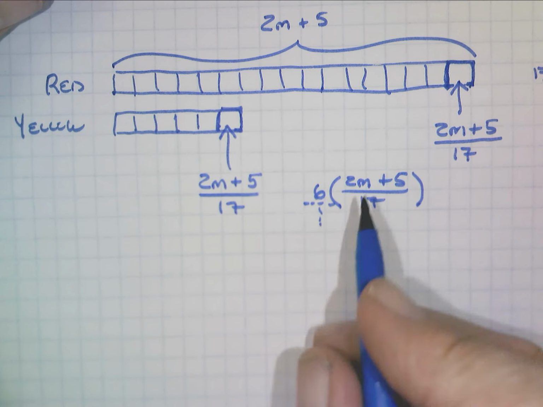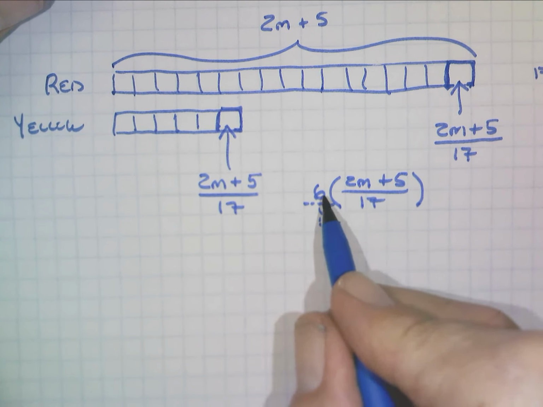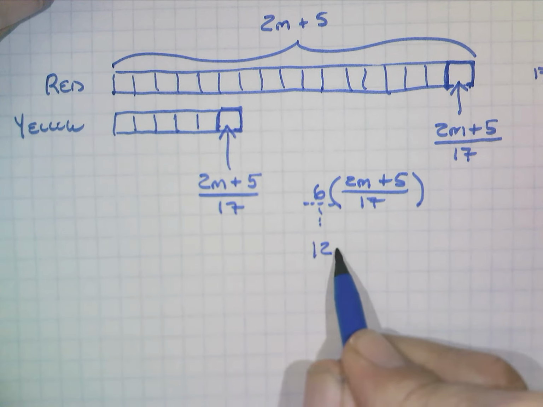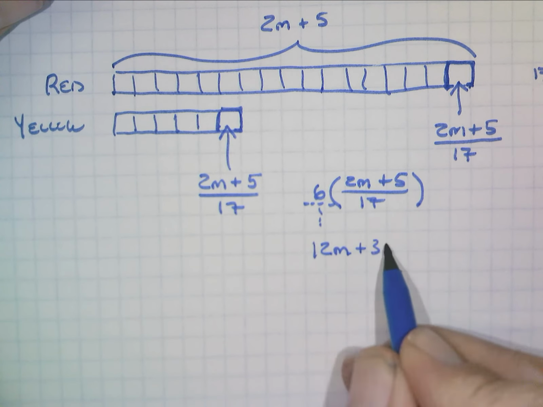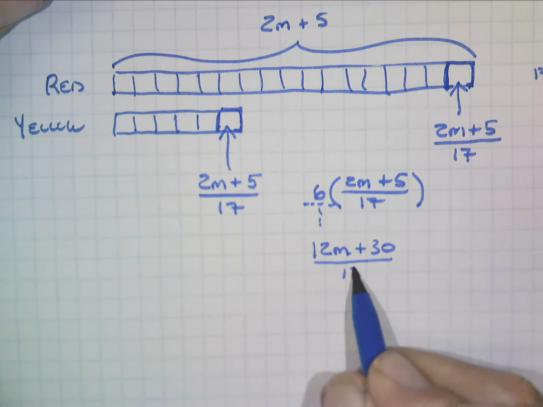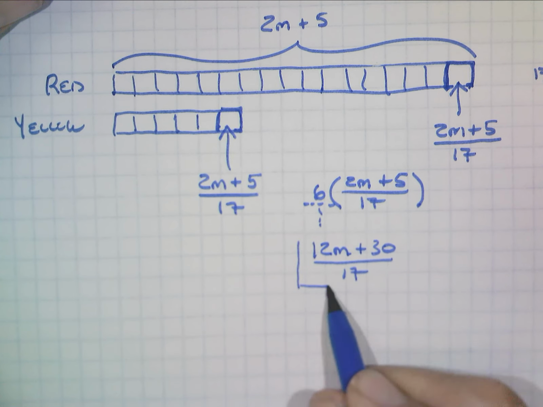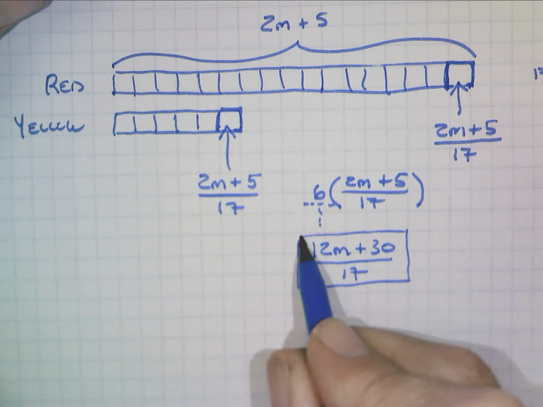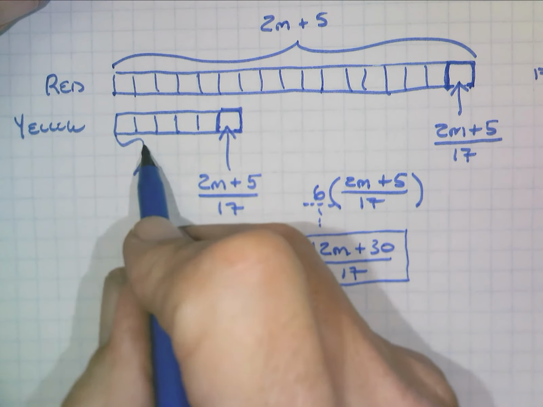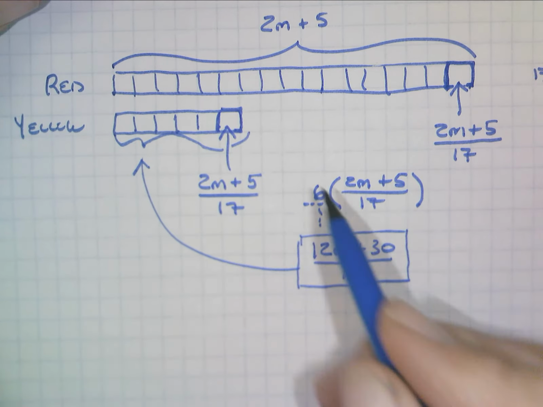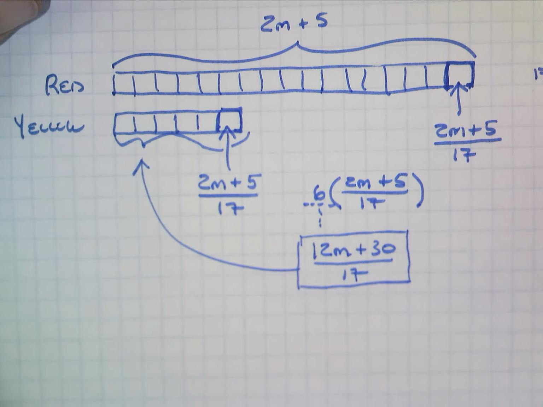I multiply the tops, and I'm going to distribute. 6 times 2 is 12m. 6 times 5 is 30. Over 17 is the total length of the yellow ribbon. Total length of the yellow ribbon based on what we're told about the red ribbon.